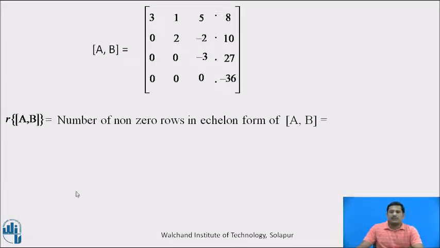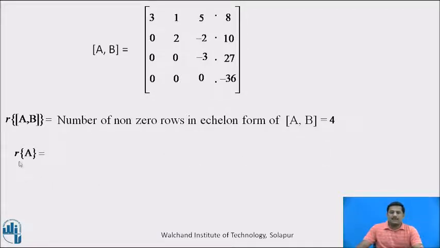First of all, rank of the augmented matrix AB, which is the number of non-zero rows in the echelon form of augmented matrix AB. This is the echelon form of the augmented matrix AB. Now here we can count the number of non-zero rows. This is first row, this is second, this is third, and this is fourth one. All these 4 are the non-zero rows. Therefore, I can write here 4.